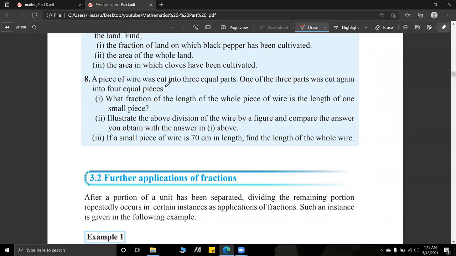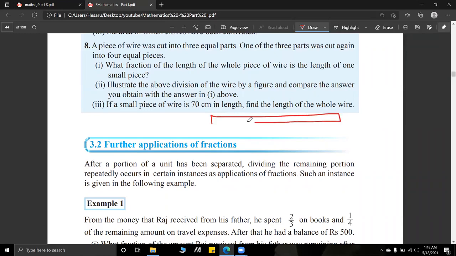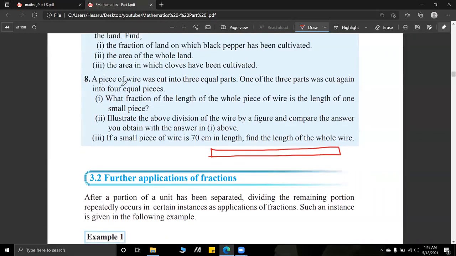A piece of wire was cut into 3 equal parts. So I told you to draw a diagram every time to overcome the situation easily. So the wire, let's assume that this is a wire. A piece of wire was cut into 3 equal parts. So this is 1, this is 2, 3.